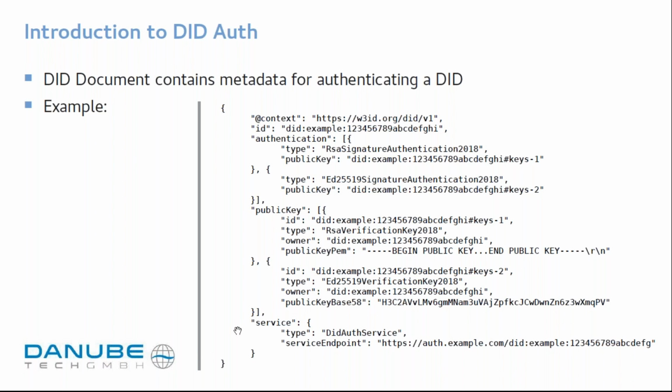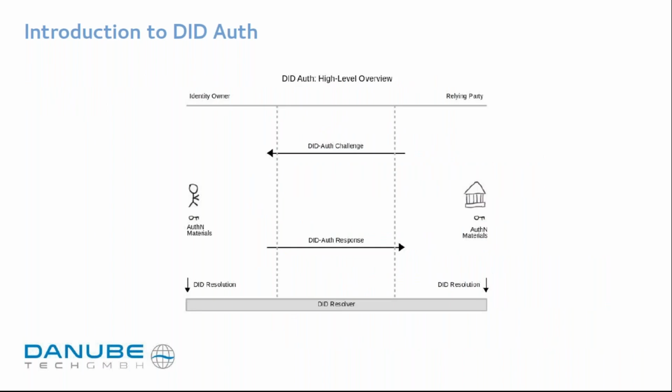And another interesting piece of information that we find in the DID document is service endpoints. The service endpoint is a way of communicating with the entity that's identified by the DID. So it's a way of transmitting messages, and we will see that this is also relevant for DID Auth.